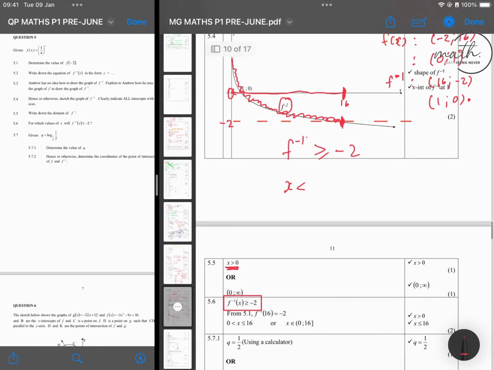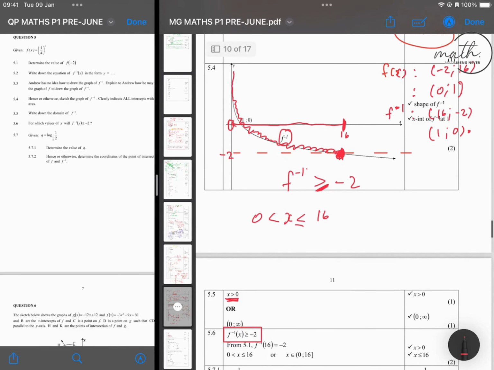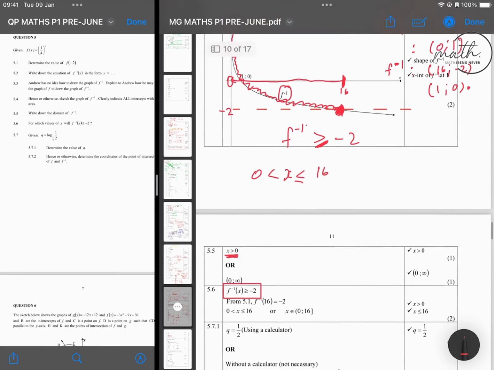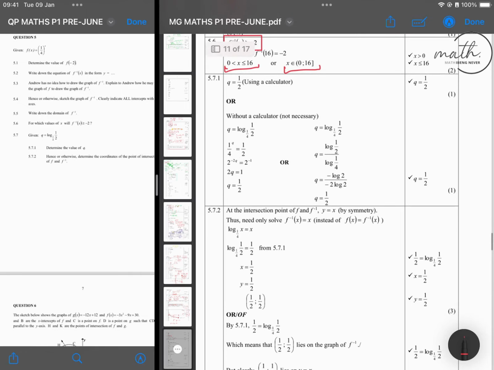That means x is between 16, including the 16, because equals means also on top, and then 0. On 0, it doesn't touch the y-axis. It just gets slow. That's why the answer is that. You can use another notation for the same thing.